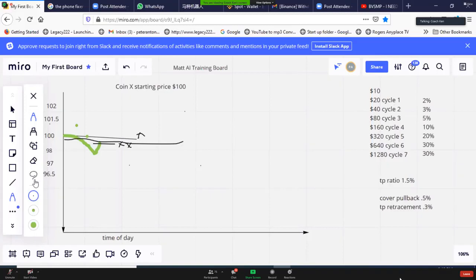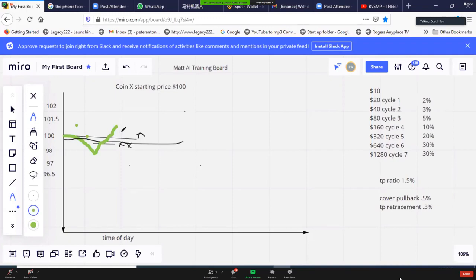So at this point, when you purchase that second cycle, if the price goes above the new cost average price of 99, if it goes up 1.5% from there, that's going to be your new take profit ratio, okay? And remember, it only triggers or alerts the bot that a sell is imminent.